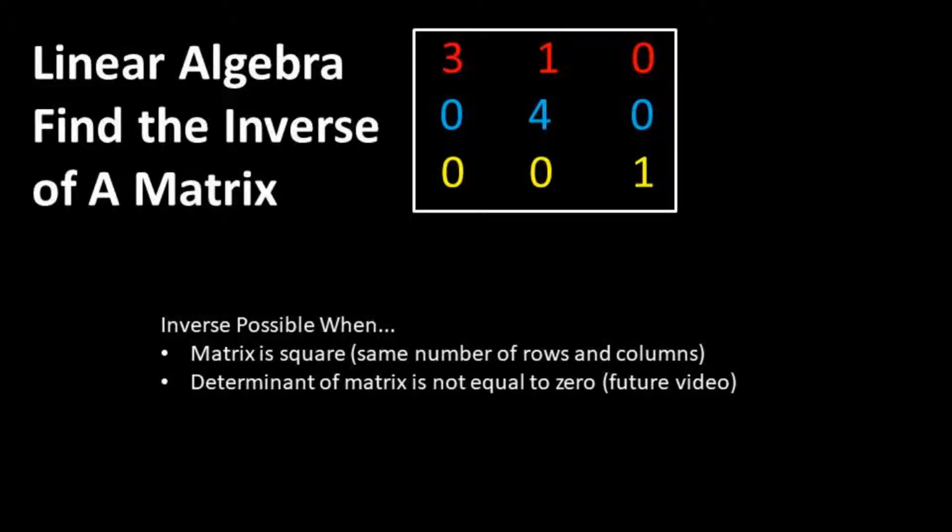In this problem, we'll be finding the inverse of the displayed matrix, matrix A. We can only find the inverse of a matrix if it is square, meaning it has the same number of rows and columns, and the determinant is not 0.